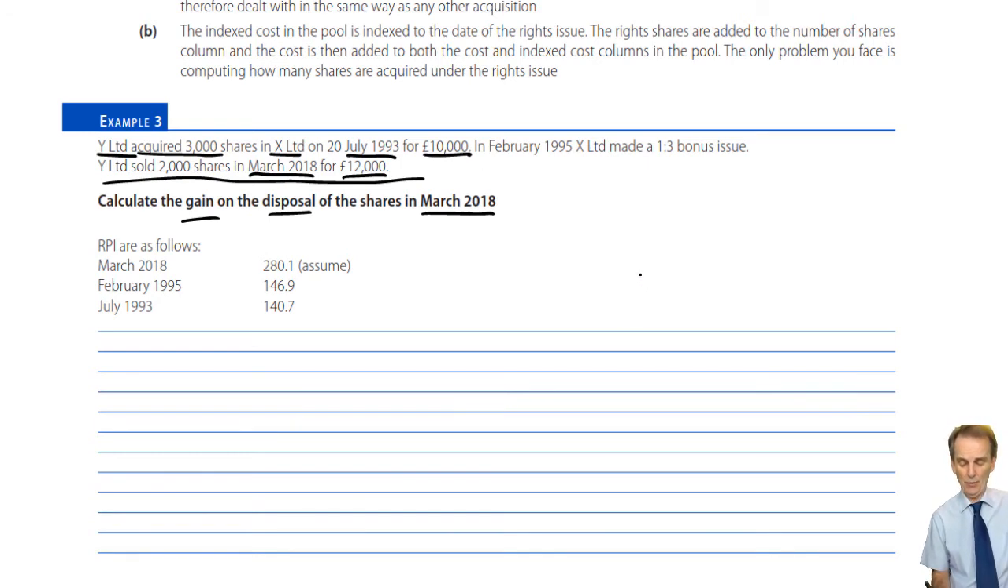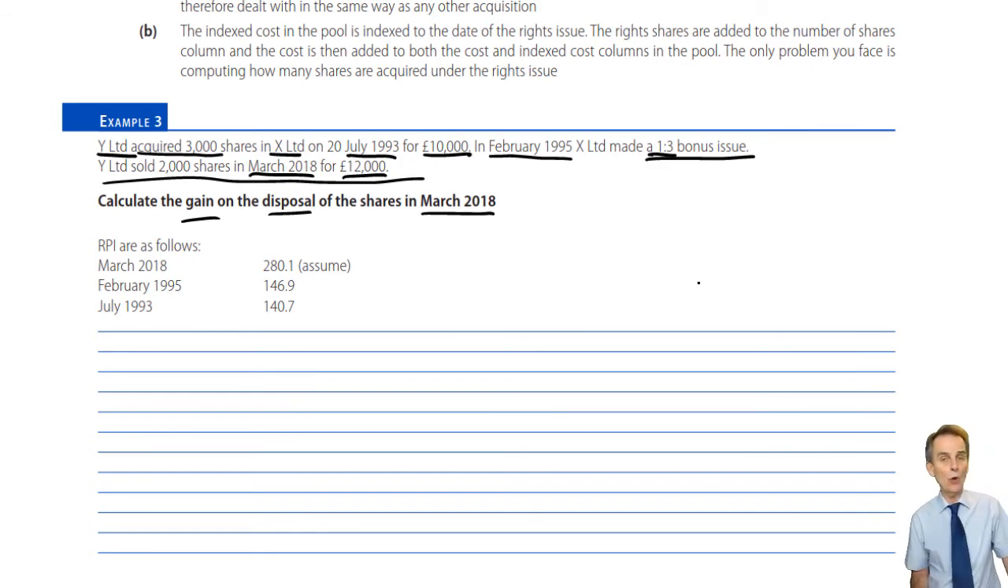This time, what happened was a bonus issue, a 1 for 3 bonus issue, in February 95. All we've therefore got to do is set up, as clearly there are no shares acquired on the same day or the previous 9 days of the disposal date, it is just a share pool. So you're going to set up your share pool: number of shares, cost of shares, index cost of those shares.